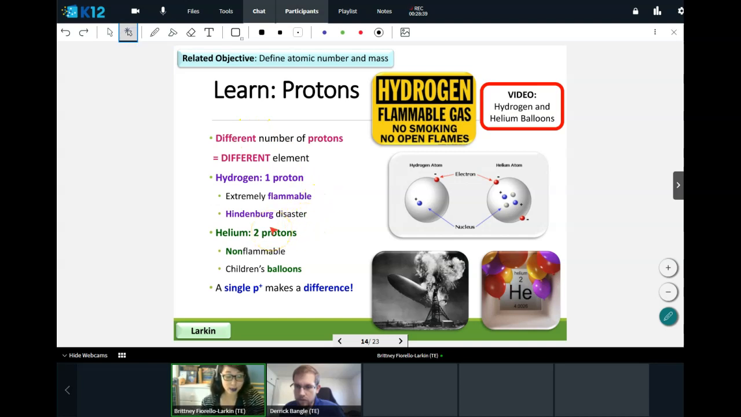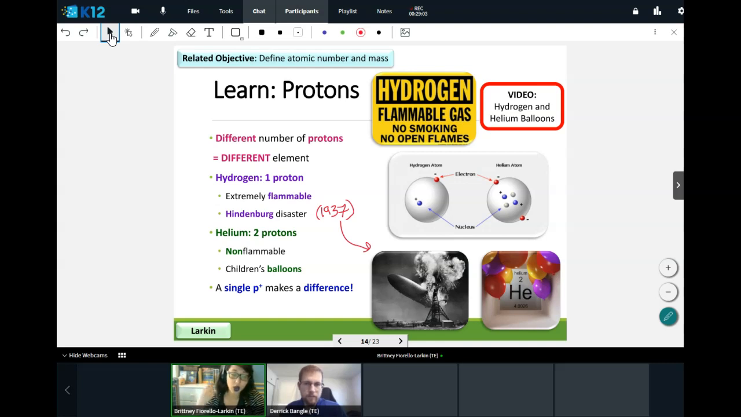So hydrogen, as mentioned, has 1 proton and is also extremely flammable. Helium, though we just saw, is non-flammable. Now, this is important because in 1937, we had what's called the Hindenburg disaster. The Hindenburg was an airship, all right here. And what you can see is that when the Hindenburg crashed, it actually caught on fire.